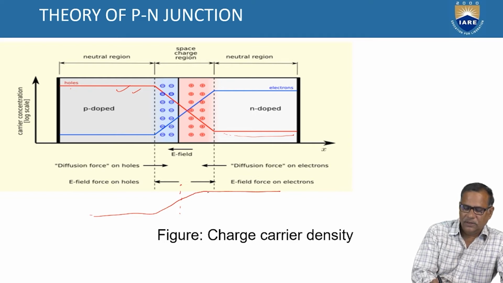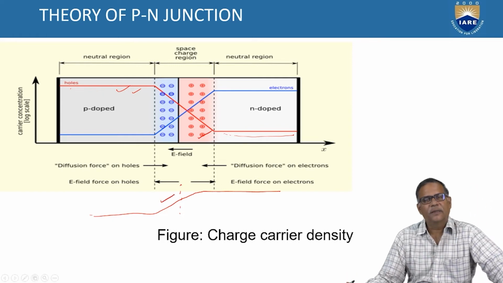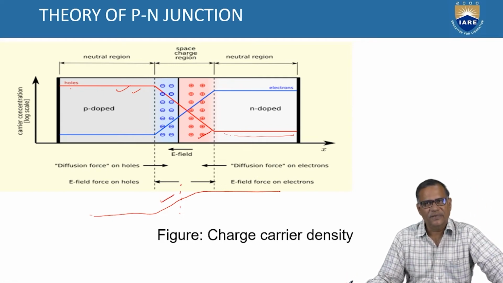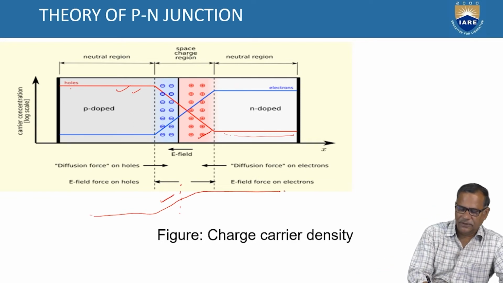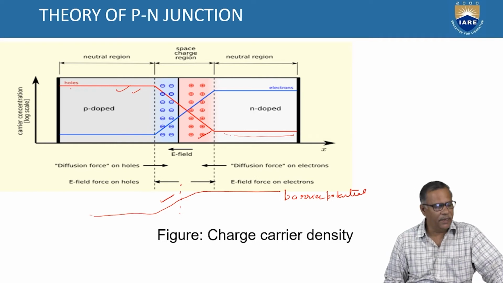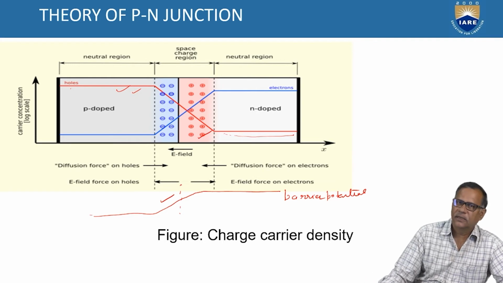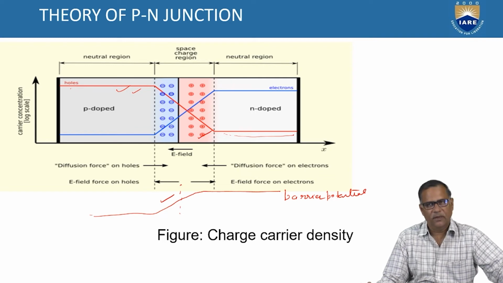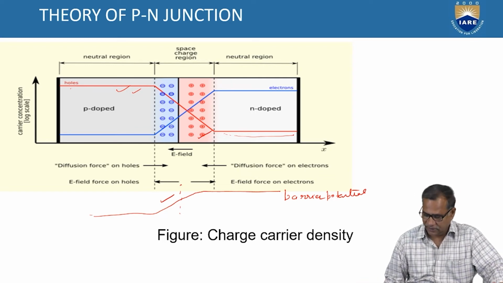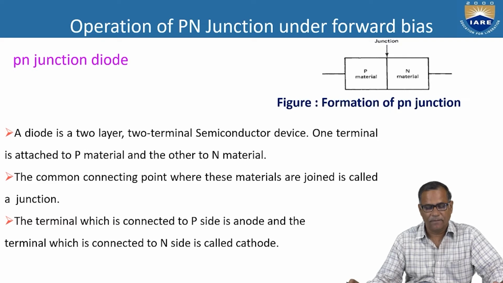So this side is positive because of the presence of positive ions, and it is negative here because of the presence of negative ions on the P side. So this is the barrier potential. The barrier potential is approximately 0.7 volts for silicon and 0.2 volts for germanium. These are the typical values of barrier potential for semiconductor materials.